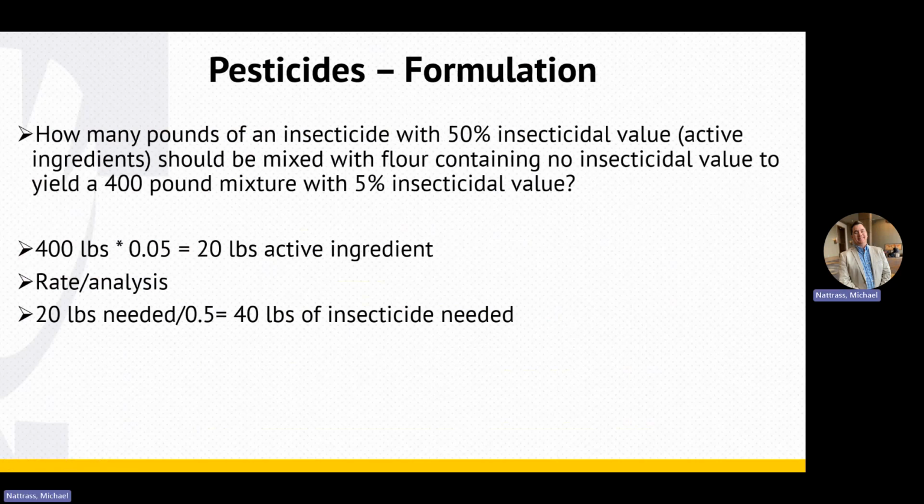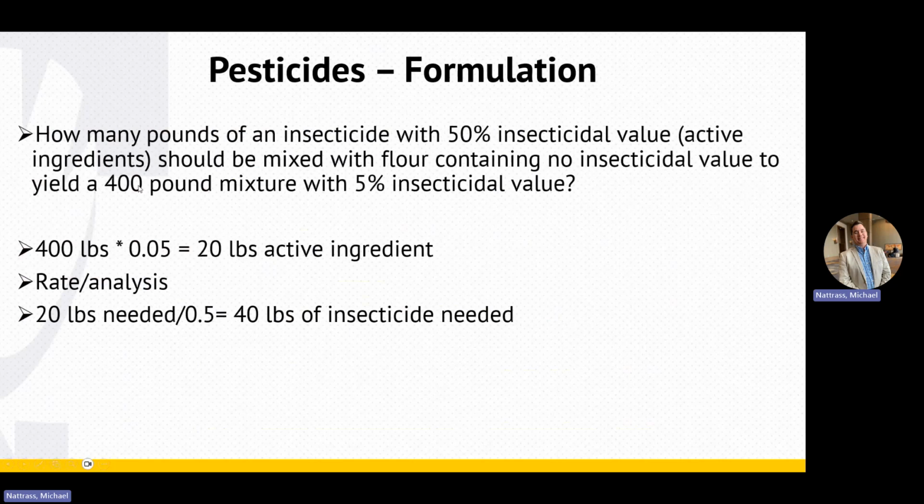All right, let's look at some things here. So we've got this insecticide that is 50% pure. This is the analysis. If you've had me for any class, you know that my favorite equation is rate over analysis, because it applies in so many different areas. So let's find out what the rate needs to be. Our rate, we are going to need 20 pounds of active ingredient.